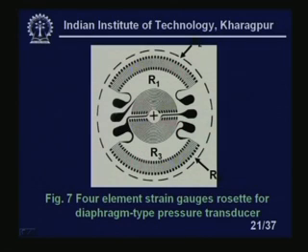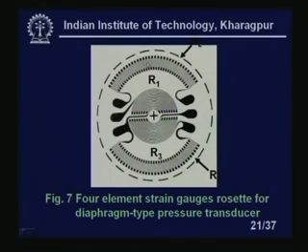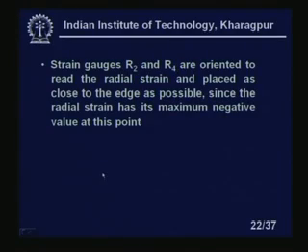Two strain gauges are at the center, you see here, R1 and R3 will sense the tangential stress, which is maximum at the central point and which is positive, whereas the radial stress at the extreme positions is compressive and negative, right, because we have seen in the strain stress distribution curve that in some cases it is positive, in some cases it is negative. Strain gauges R2 and R4 are oriented to read the radial strain and placed as close to the edge as possible, since radial strain has maximum negative value at this point, as I told you earlier.